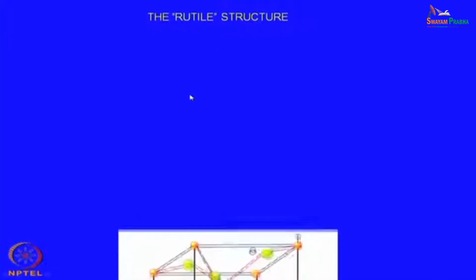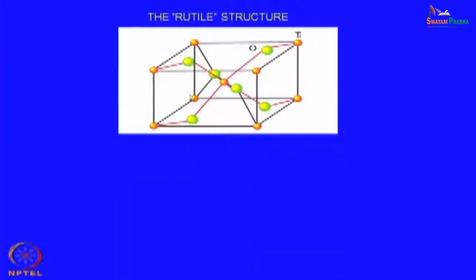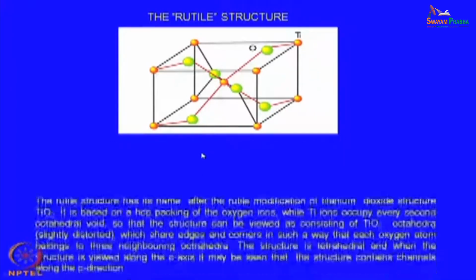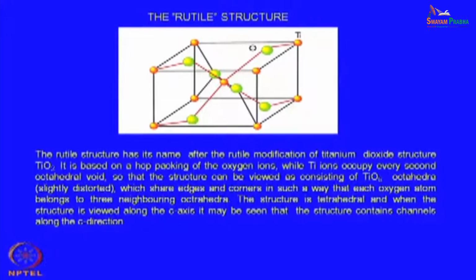Next we come to another structure, once again with a similar molecular formula. This was CaF2, but this is TiO2, and one of the polymorphs of TiO2 is called the rutile structure. This is not a cubic structure, incidentally. So far we have discussed only cubic structures, but this is a deviation from the cubic structure. The rutile structure has its name from the rutile modification of titanium dioxide, TiO2.